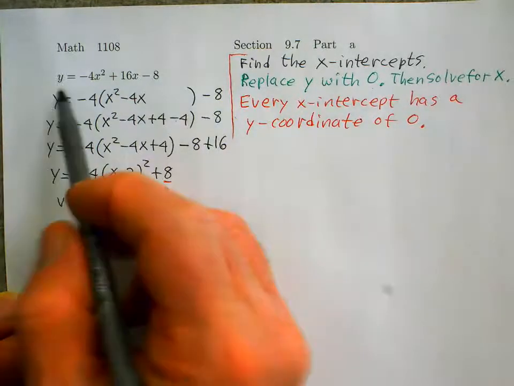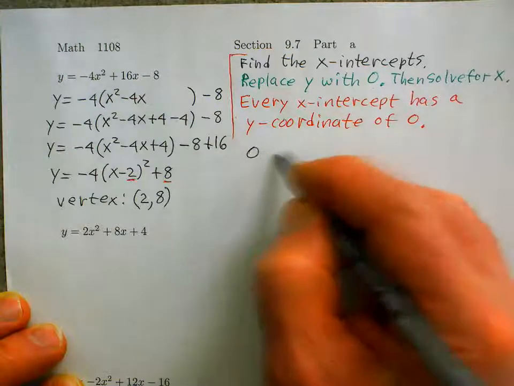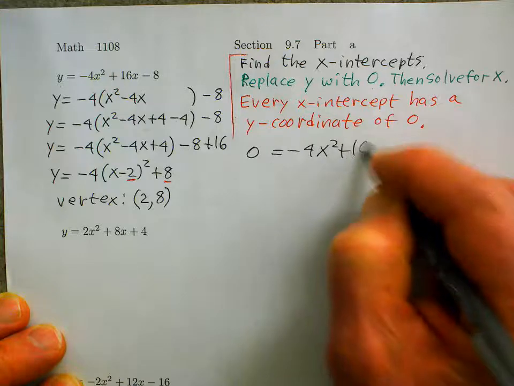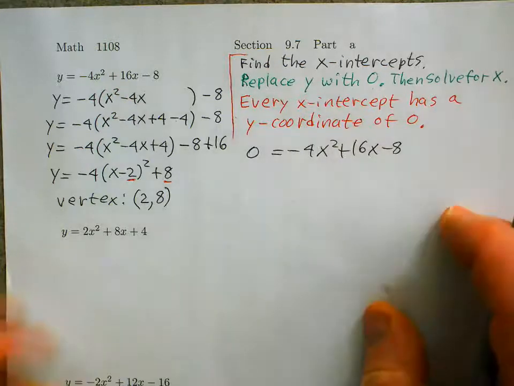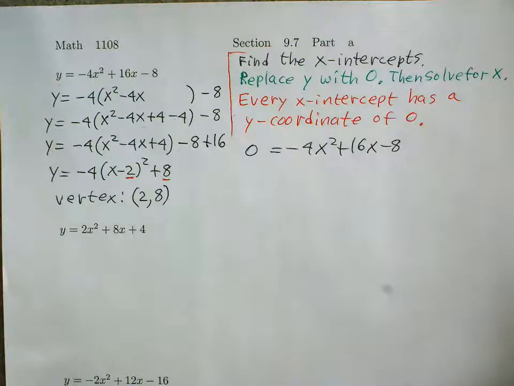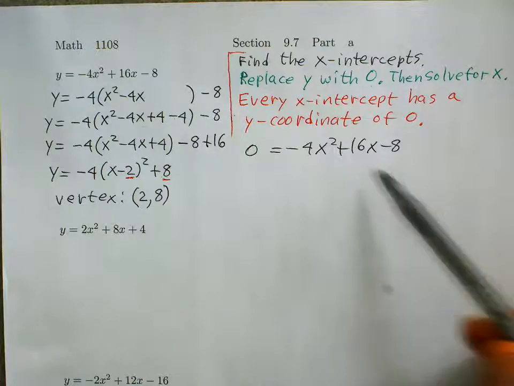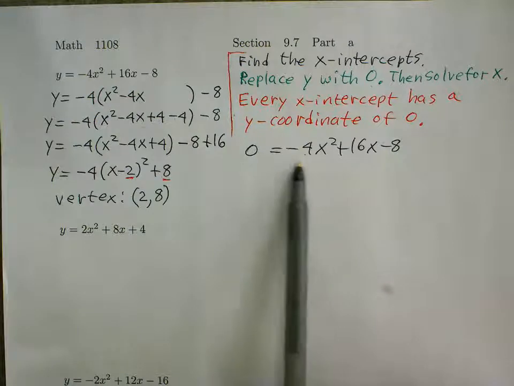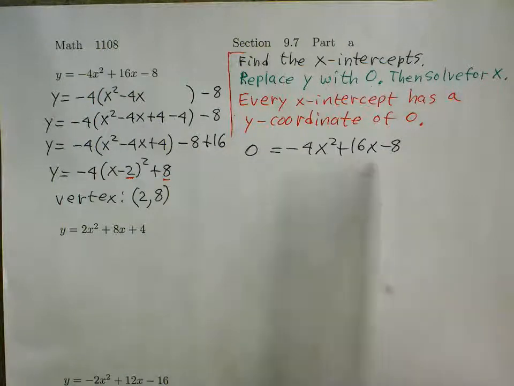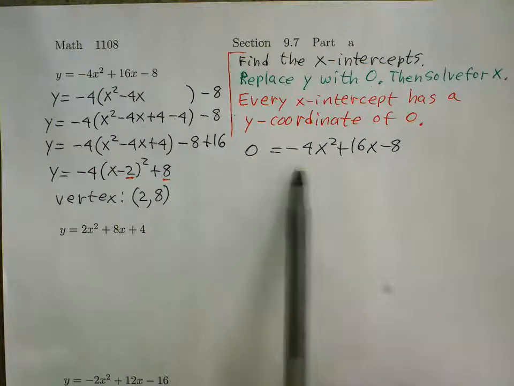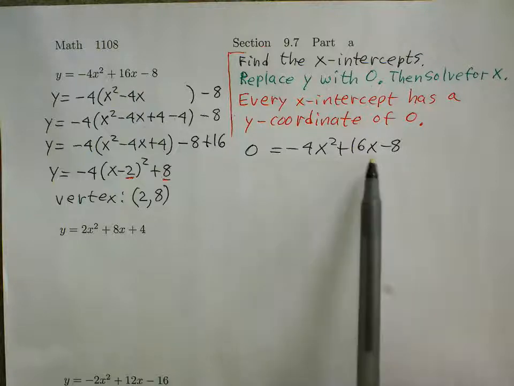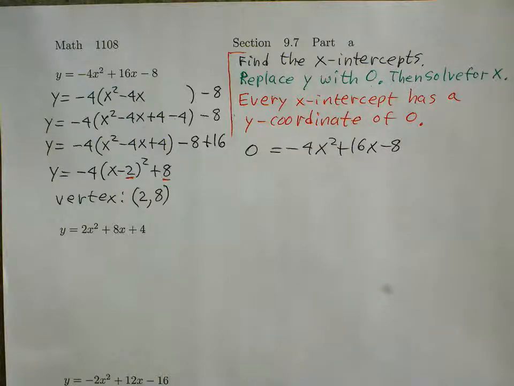Okay, so replace y with 0. 0 equals negative 4x squared plus 16x minus 8. One thing we can do, since everything is divisible by negative 4, we can get rid of some of the clutter that's in the way if we divide every term on both sides of this quadratic equation by negative 4.